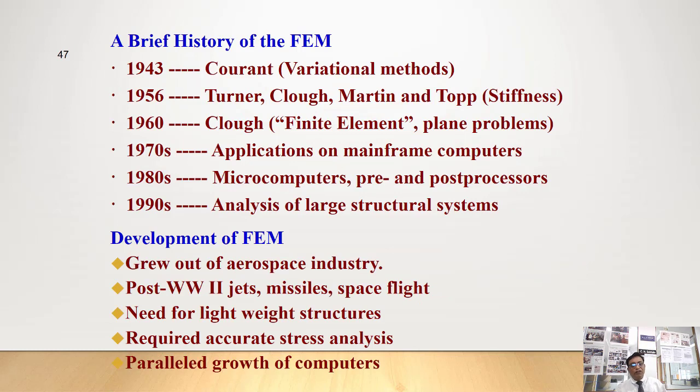The history of FEM: in 1943, Courant developed a variational method. In 1956, Turner, Clough, Martin, and Topp developed the stiffness matrices. In 1960, Clough named the finite element method. In the 1970s, application of mainframe computers developed. In the 1980s, microcomputers and preprocessors developed. In the 1990s, analysis of large structural systems. The development of FEM was driven by the automobile and aerospace industries. It was developed during the Second World War, then post-war in jets, missiles, and space flights. The need for lightweight structures required accurate stress analysis, along with parallel growth of computers.